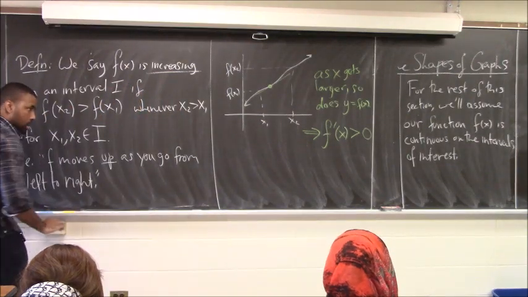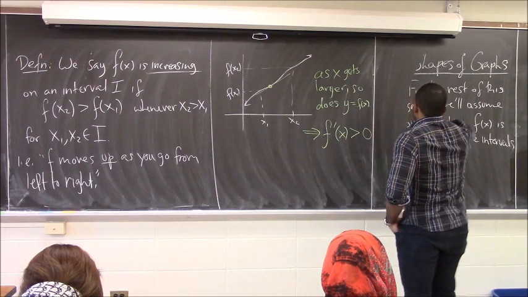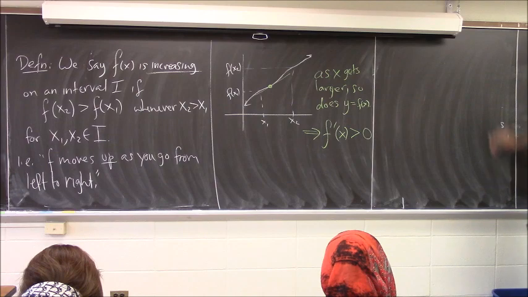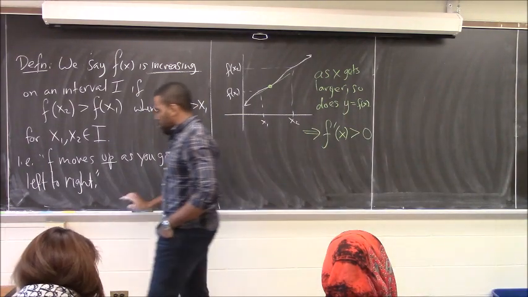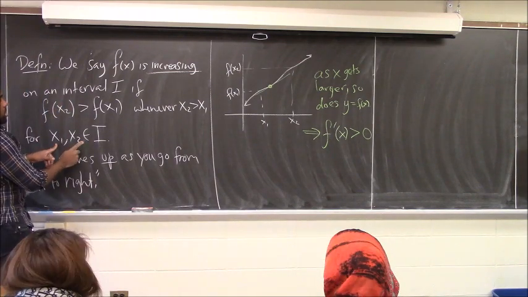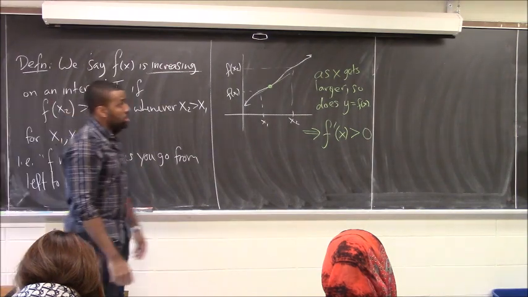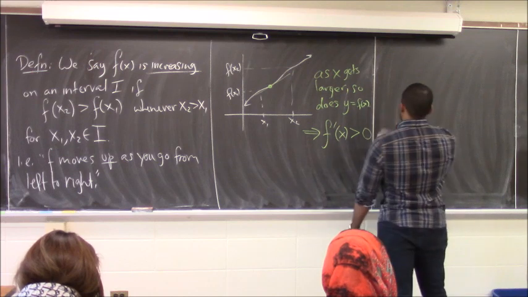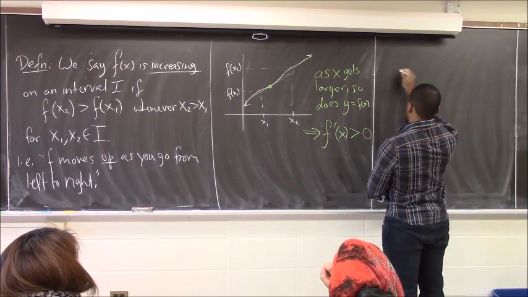So that's the first thing we want to talk about. There's this feature of a graph that we call increasing. Increasing means as your input gets larger, your output will also get larger at every point in that interval. Picking successive x values where one x value is larger will always yield larger y values. We call this property increasing. And so now we can describe the property of increasing in terms of derivatives.